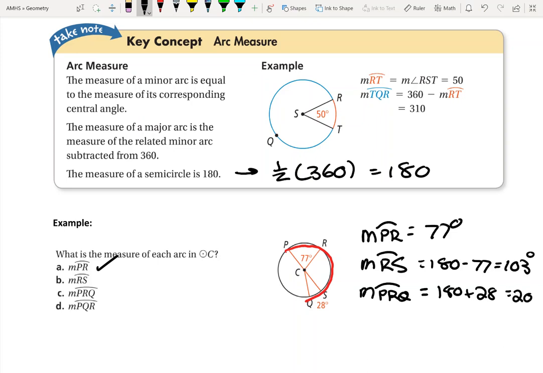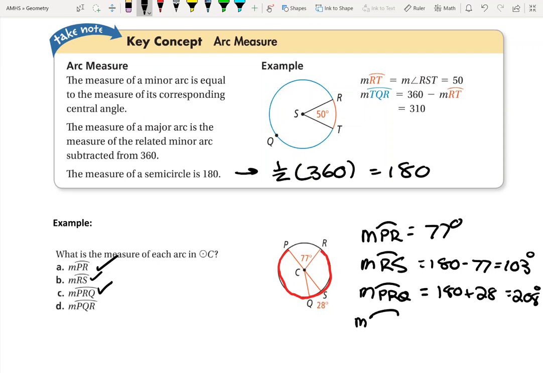And I get 208 degrees. So the last one is the measure of arc PQR. PQR is a major arc, so all I have to do is take the 360 for going all the way around a circle and subtract out the 77 from arc PR.